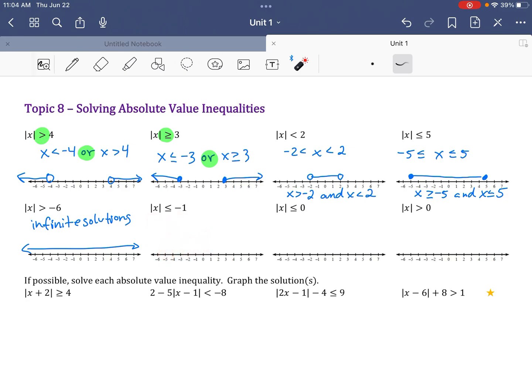Even 0. 0 is not less than or equal to -1. If I put a +5 in here, that's not less than or equal to -1. So you know what? This has no solution at all. So if it's no solution, that means you leave the graph blank and you say no solution. A positive cannot be less than a negative.